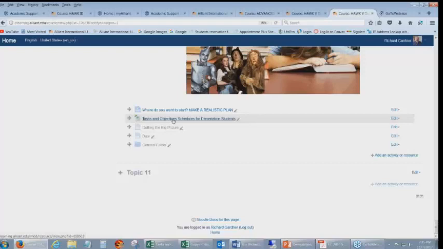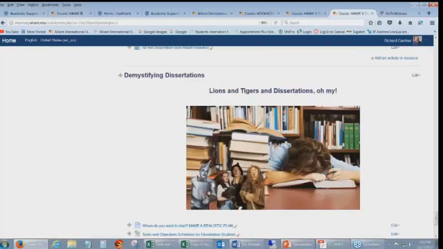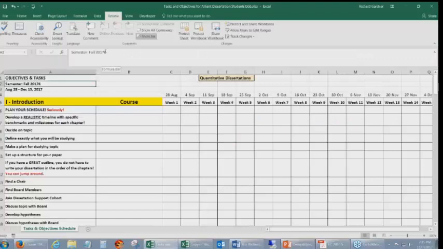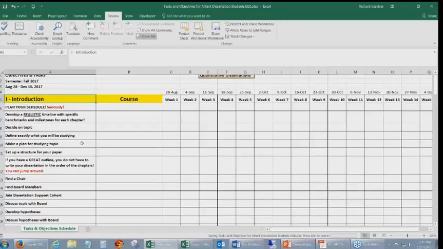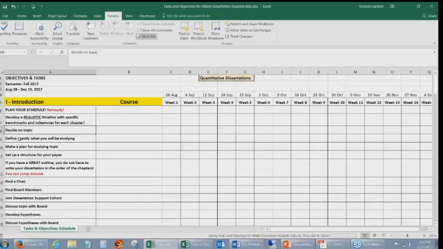I call it the Objectives and Tasks Sheet. It's just each semester. Sorry, I had that one all messed up. Okay, save it. I took the five chapters from a dissertation, and I broke it down into individual baby steps. What I was hoping to do was convince the students to start using this and giving themselves realistic timelines on when they're going to accomplish each one of these little tasks.